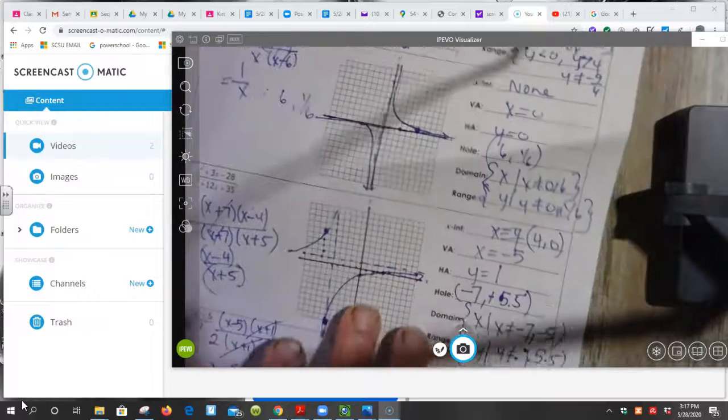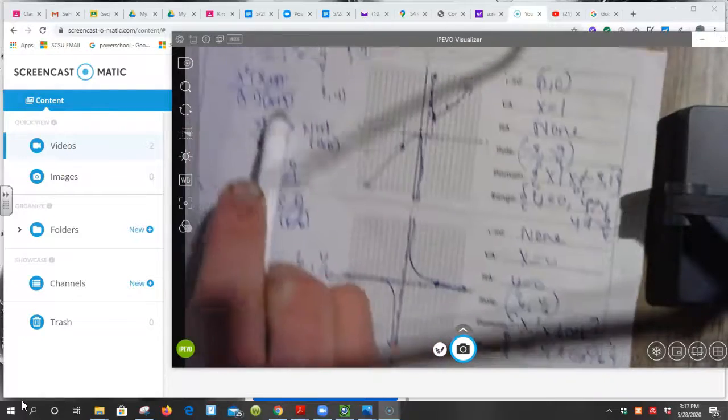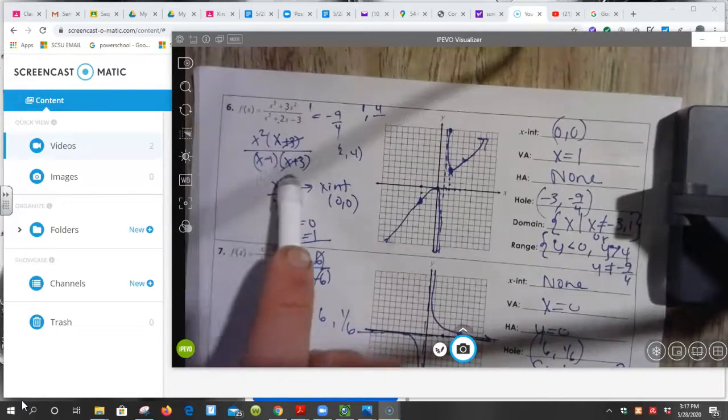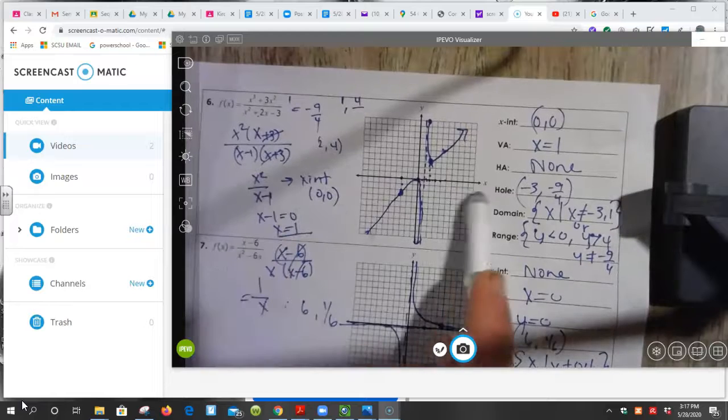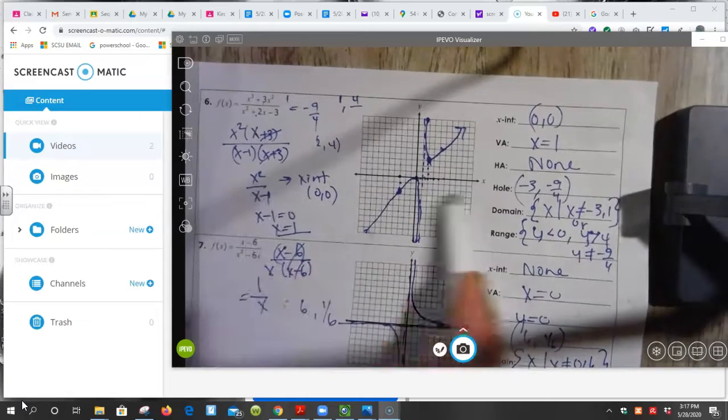The rest of these here, let's take a look. We factor out x plus 3. After we factor this, we can factor out x plus 3, which means our hole is at negative 3. We put negative 3 back in here, into our remaining quotient, and we get negative 9/4.